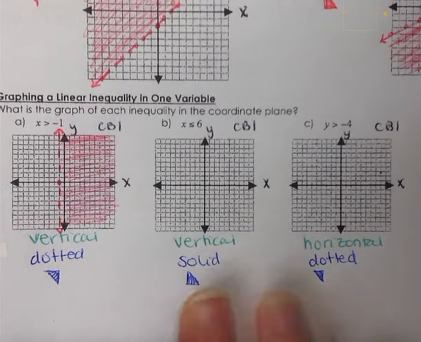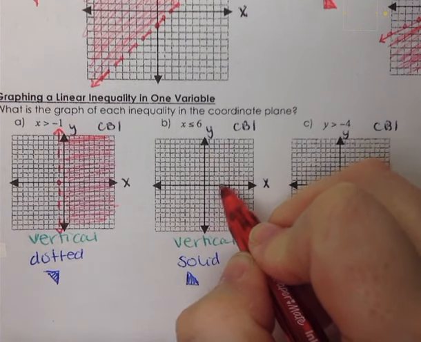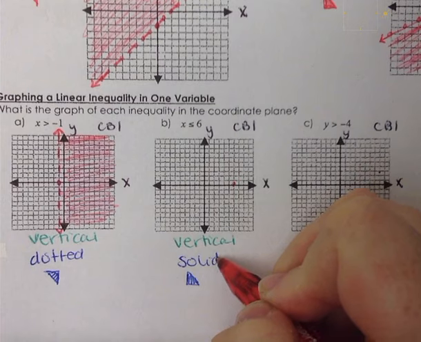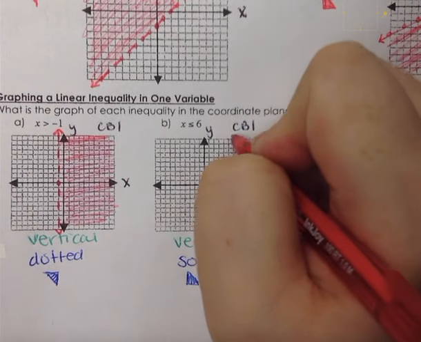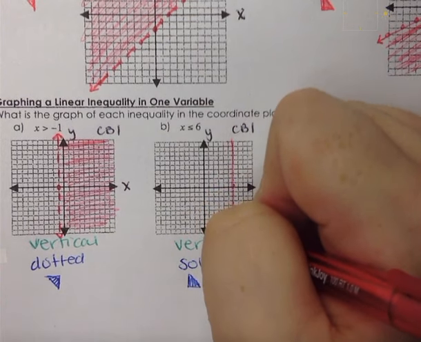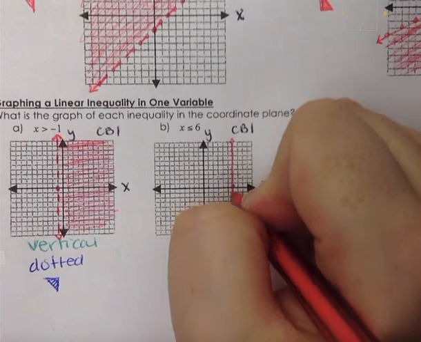So for B, we go to that x value of 6. So we have 1, 2, 3, 4, 5, 6. We want a solid vertical line going through that coordinate. So all of the x values on these coordinates would be positive 6. That's why this would be a vertical line.